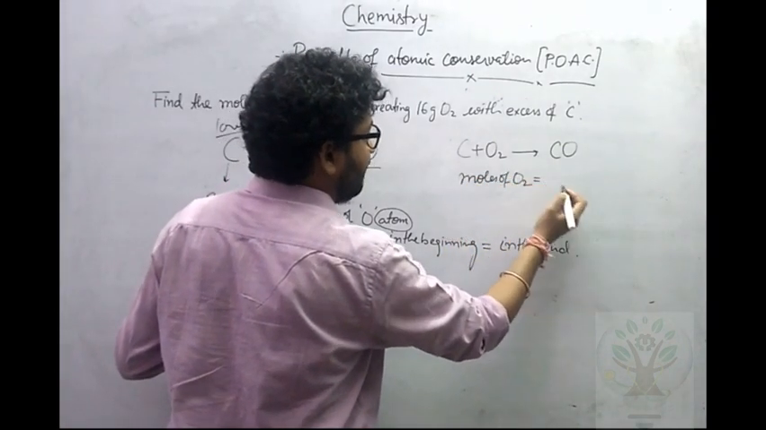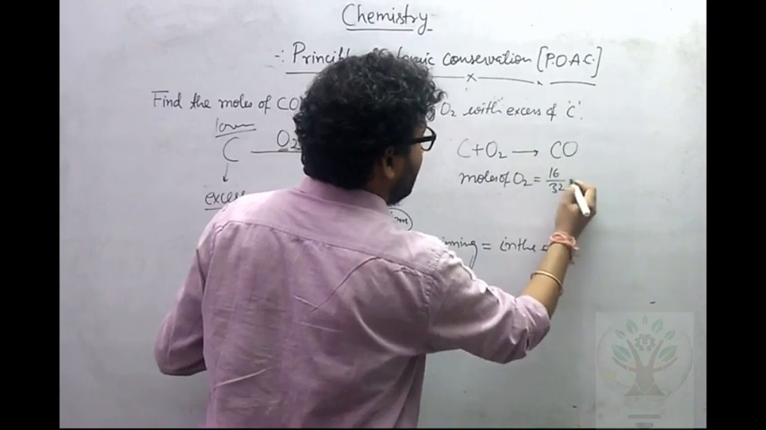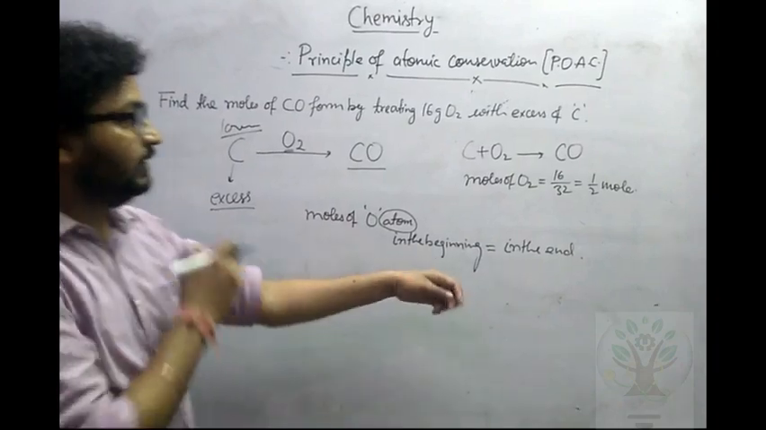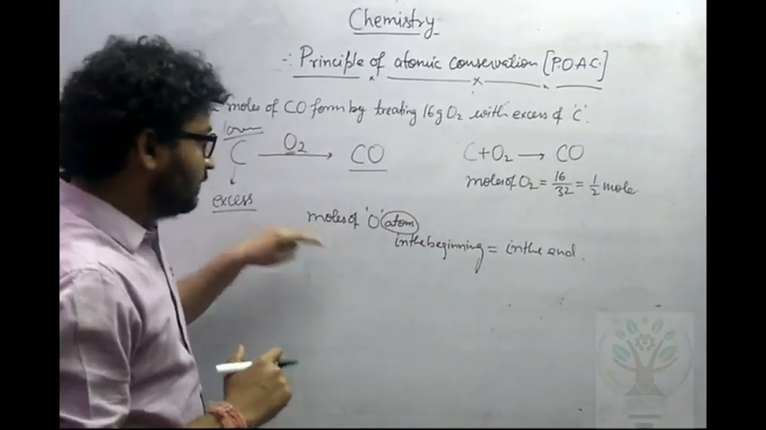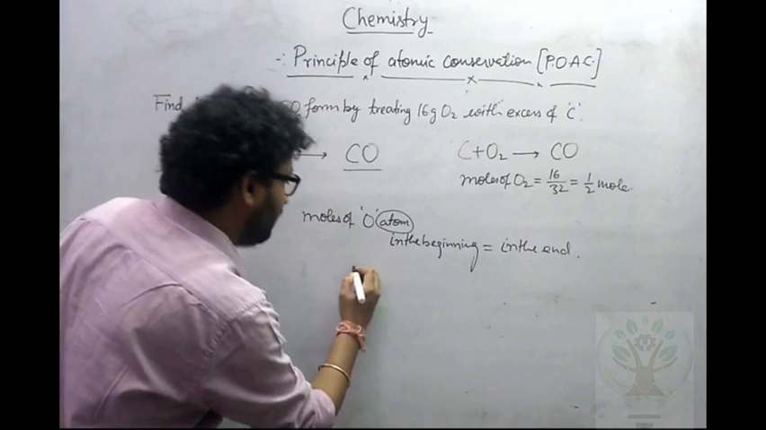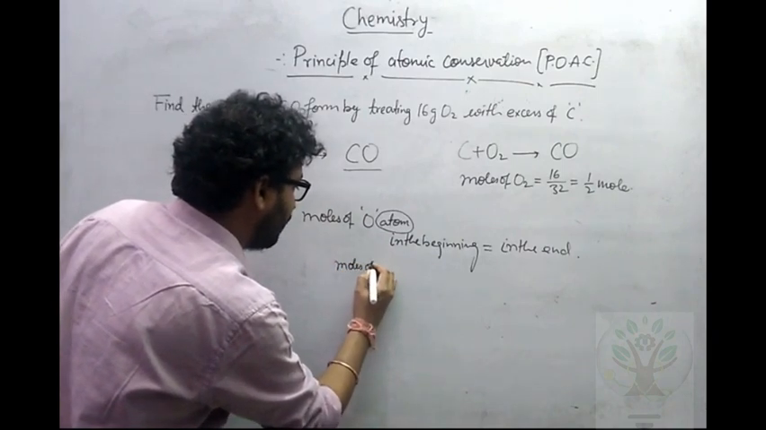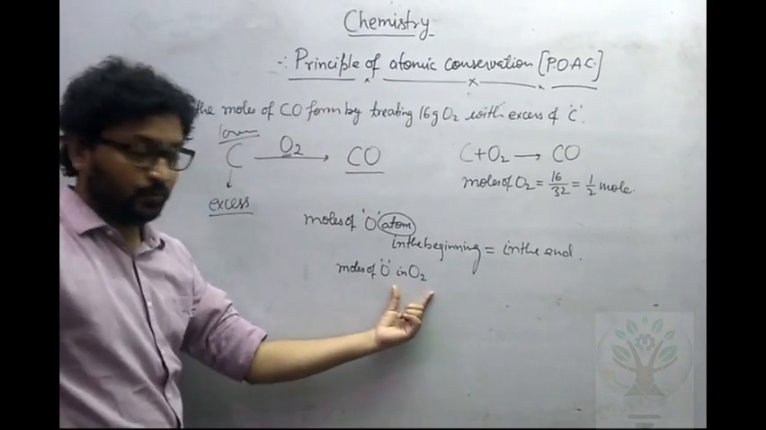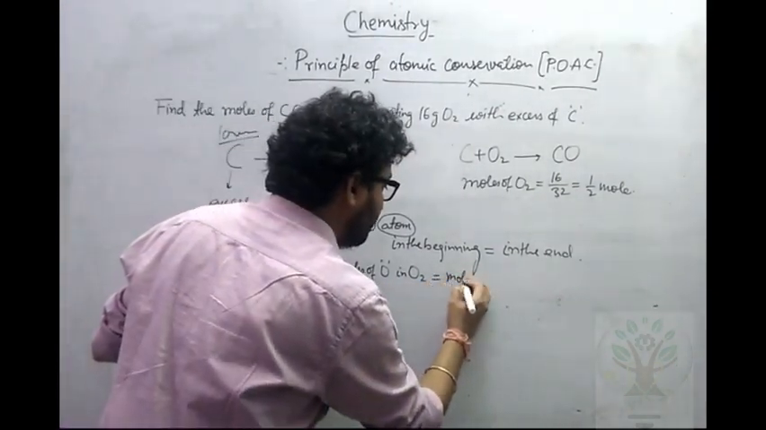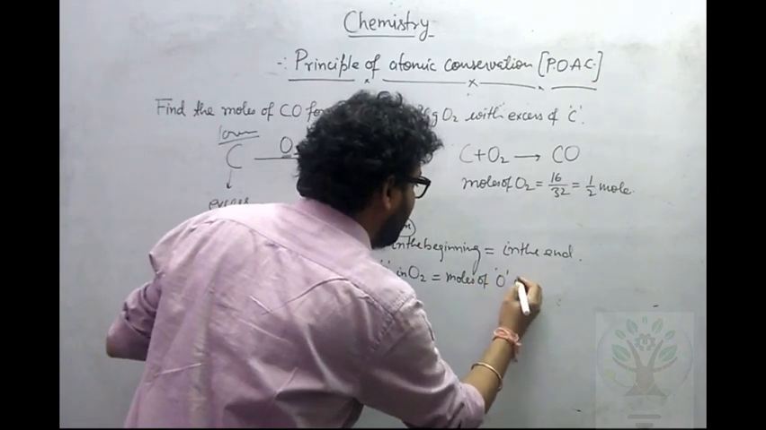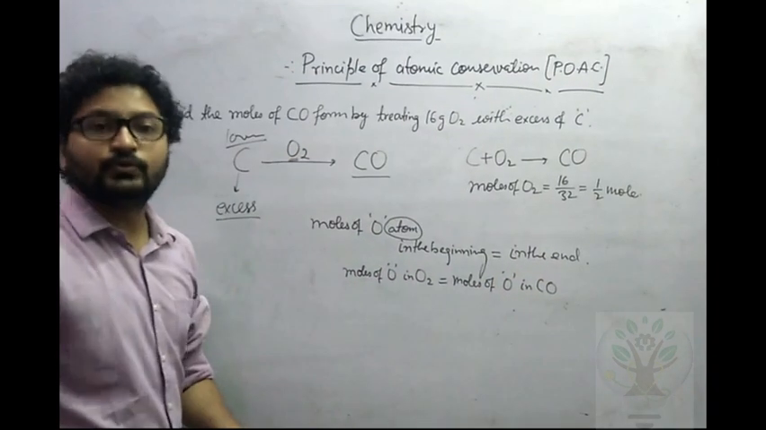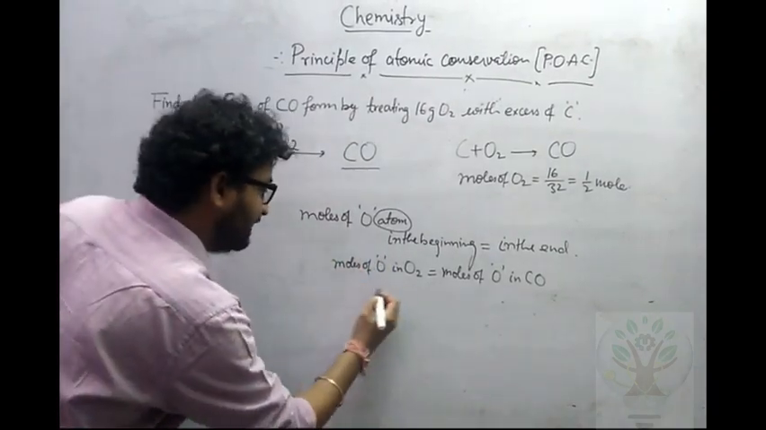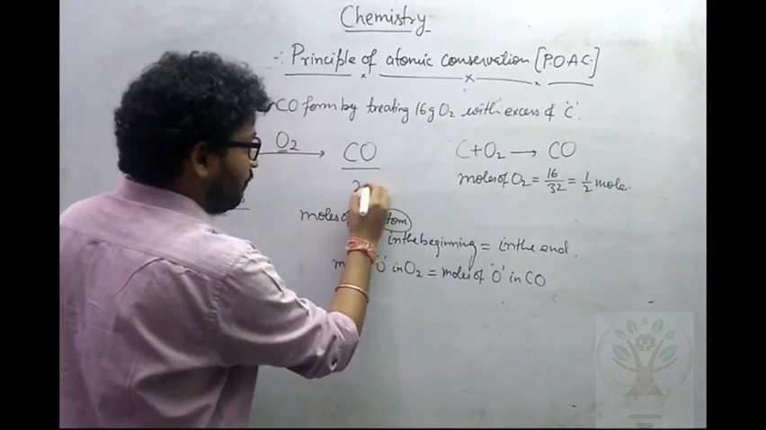Now let me count the moles of O2. How many moles of O2 I have taken? I have taken 16 upon 32. That is half mole. I have taken half mole of O2. Now, I am writing this: the moles of O in O2, that's what I have in the beginning, will be equal to moles of O in CO. Clear this thing? Good.